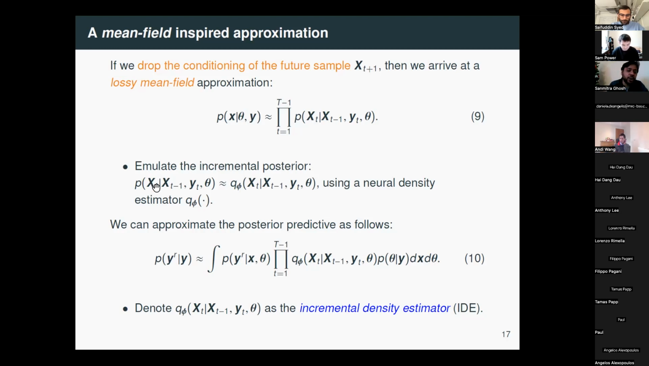Yeah, so we now emulate this incremental density, the incremental posterior, using a neural density estimator. And then we can approximate the posterior predictive as follows. That's basically, we start with the initial point, draw the next one, and then go ahead recursively. And I call this density estimator the incremental density estimator. Now, anyone among you who has been a fan of SMC would have immediately noticed that this density is the famous optimal importance density for an SMC algorithm, right? But here I come at it from a different motivation.